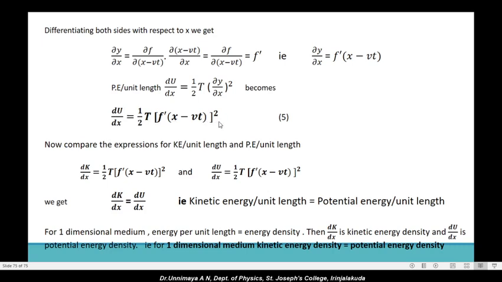Then we compare the expressions for kinetic energy per unit length and potential energy per unit length, and we find that dk by dx is equal to du by dx, that is we can say that kinetic energy per unit length is equal to potential energy per unit length. This is the general case, and for a 1-dimensional medium energy per unit length is called energy density. So for a 1-dimensional medium we can say that kinetic energy density is equal to potential energy density.